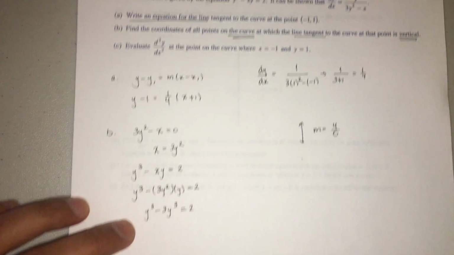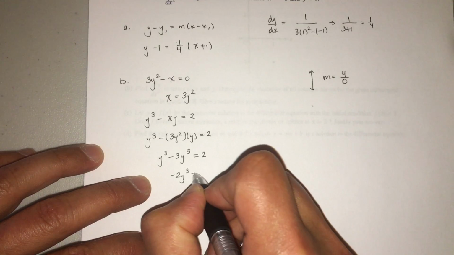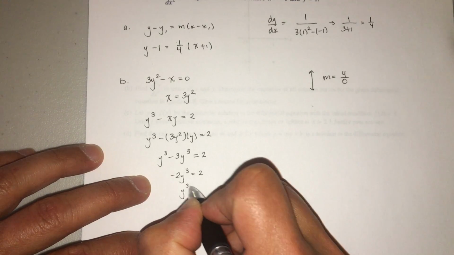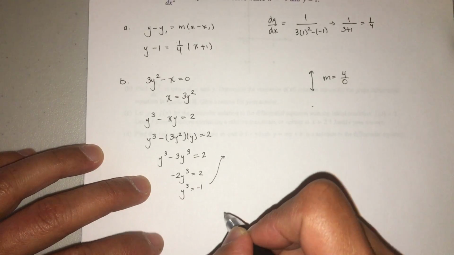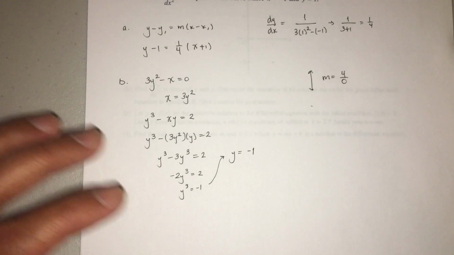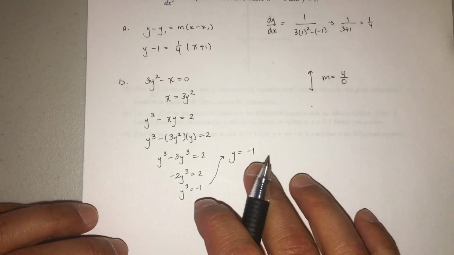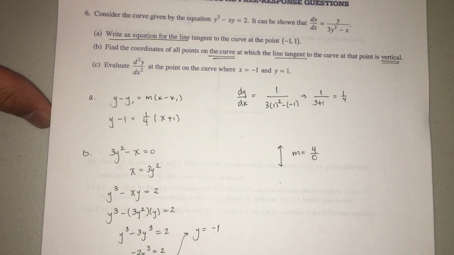We do some math there. We get negative 2y cubed is equal to negative 1. Let's do it up here to give me space. The cube root of negative 1 is negative 1. Boom, we got it. So now we have y equals negative 1, okay? Y equals negative 1 right there.